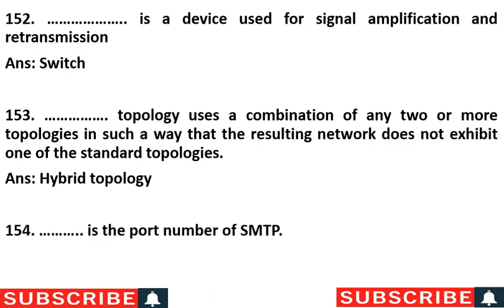Dash is the port number of SMTP. Right answer is 25. Now port number is a way to identify a specific process to which an internet or other network message is to be forwarded when it arrives at a server. And remember, the port number of HTTP is 80.